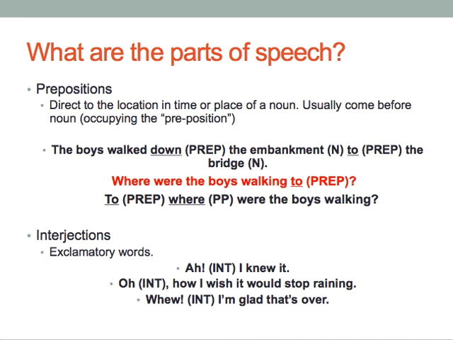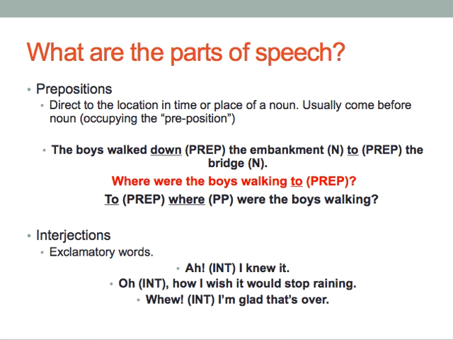And because they occupy that preposition, you get the rule that you've probably heard at some point in English: that you should never end a sentence with a preposition, because then it wouldn't be in the preposition anything, right? So the boys walked down (preposition) the embankment (noun) to (preposition) the bridge.